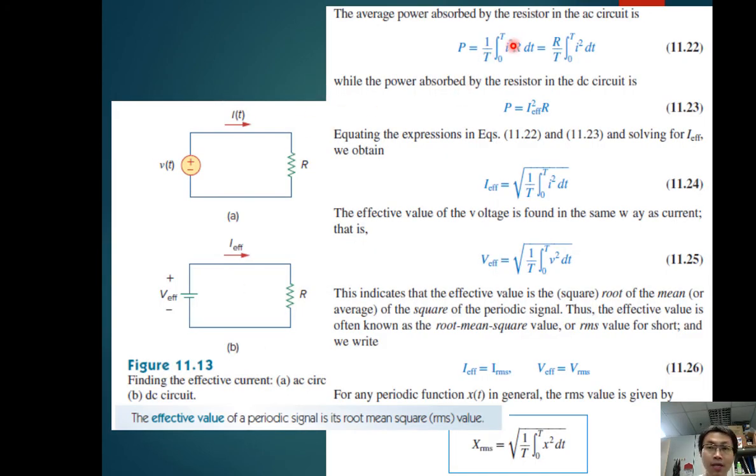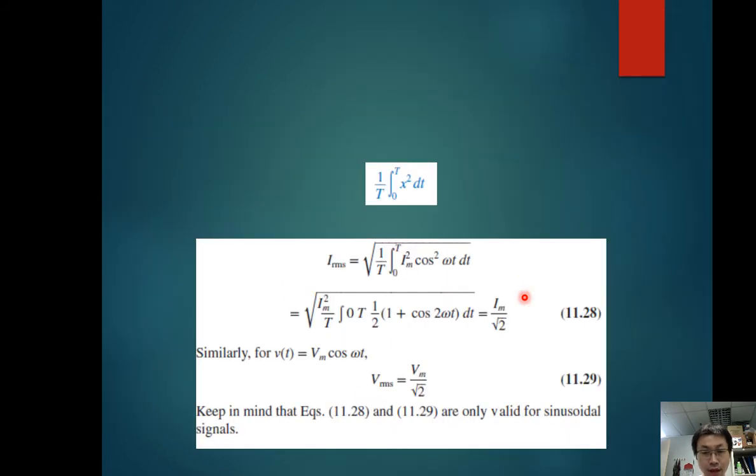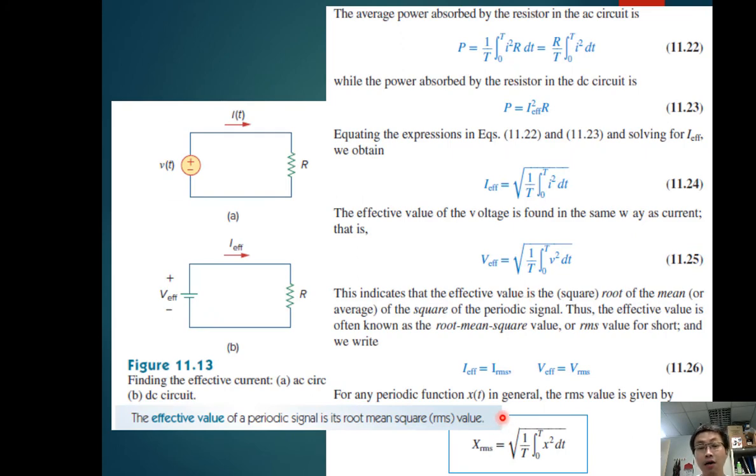So the average power absorbed by the resistor in the AC circuit is P equals, I think we directly talk about this one. How can we find the effective value, the root mean square value? From the name root mean square, we already know how to find it. Although it is root, mean, and square, the first step is we must square it. Then we mean it, we find the average, then we root it because the value was squared, right?